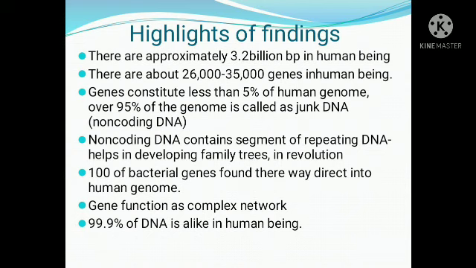Okay, 3.2 billion base pairs, 25,000 to 35,000 genes, and only 5% of the human genome has an identified function, and 95% still needs to be identified. The remaining 95% is called junk DNA. Non-coding DNA is actually helping to identify evolution.